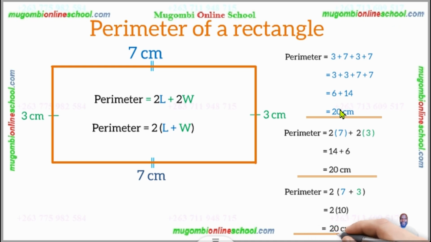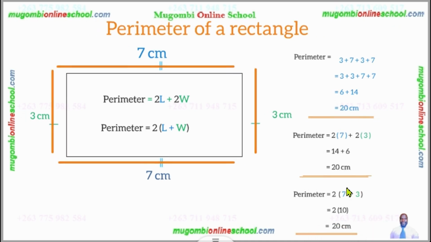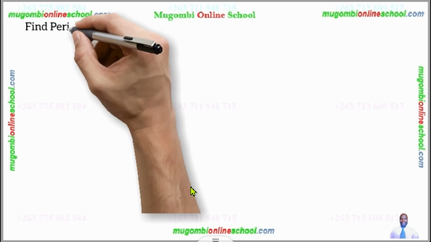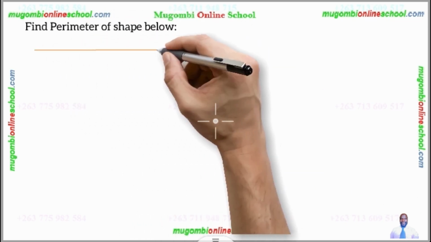So you still arrive at the same answer as you compare here, 20 centimeters, 20 centimeters, 20 centimeters. So you choose a method which is appropriate for you.